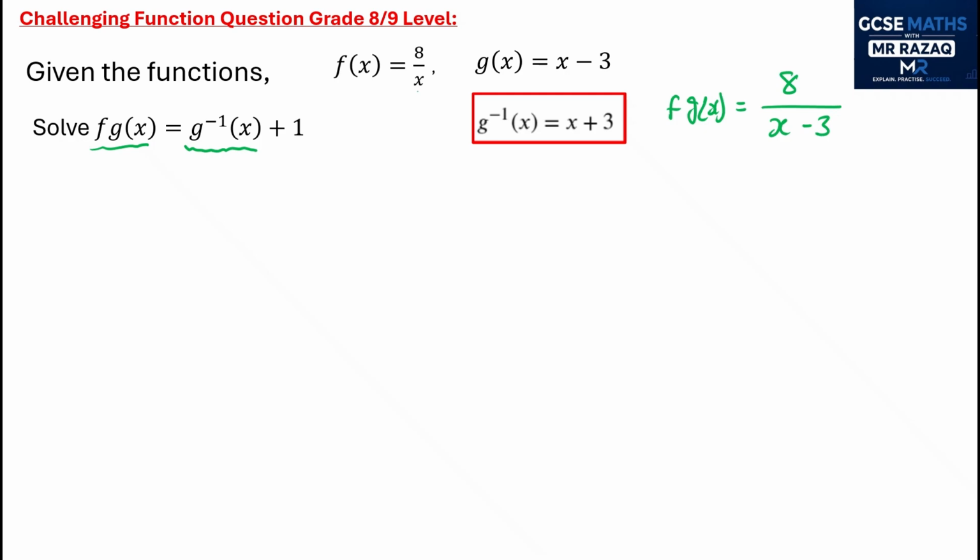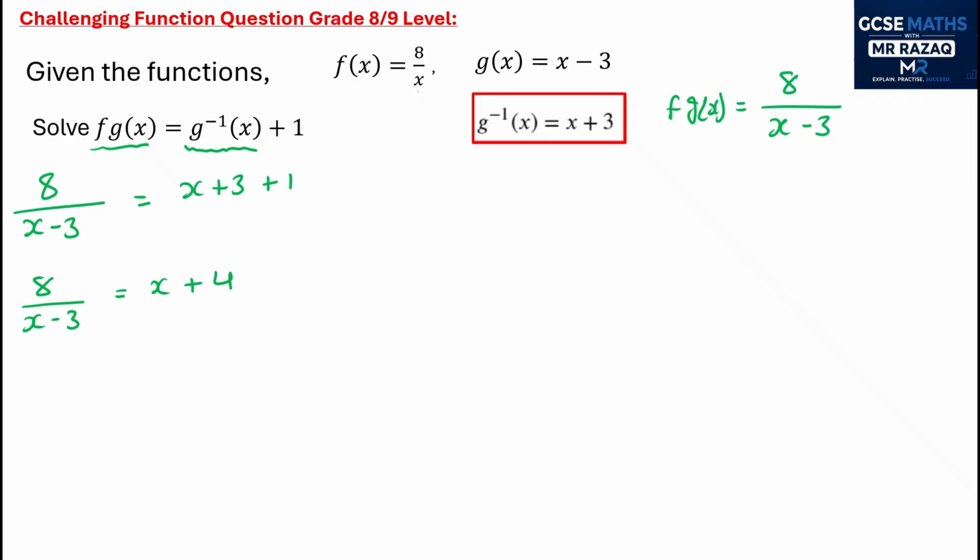Now I'm ready to solve this equation. So instead of f(g(x)), I'm going to replace it with 8 over x minus 3, equals the g inverse, which is x plus 3, and then bring down this plus 1. Let's try to simplify this. So this would be 8 over x minus 3 equals x plus 4.